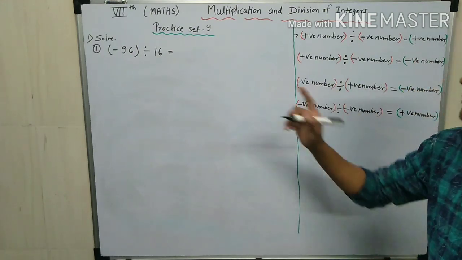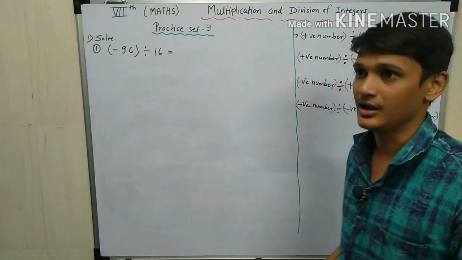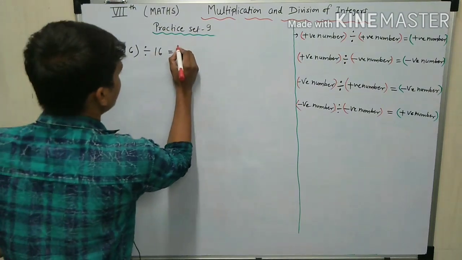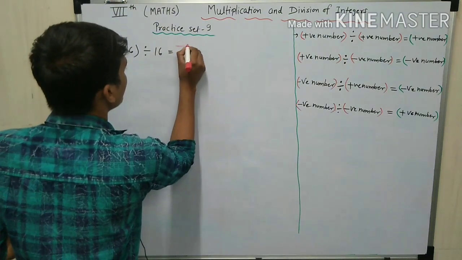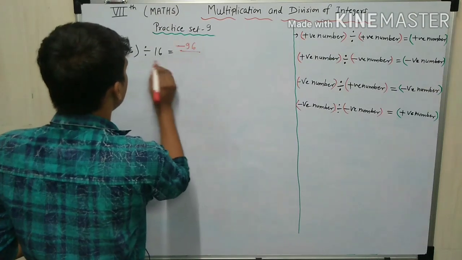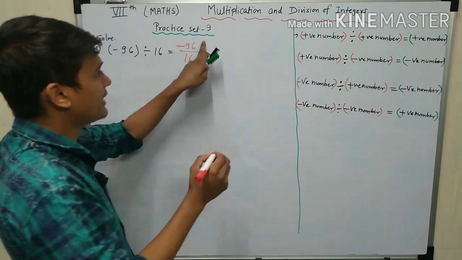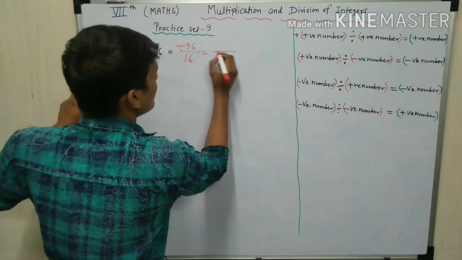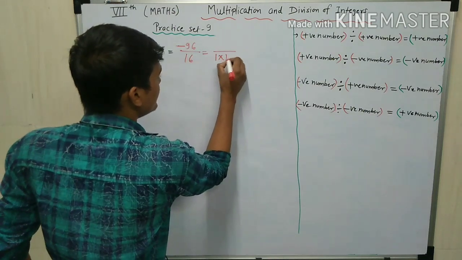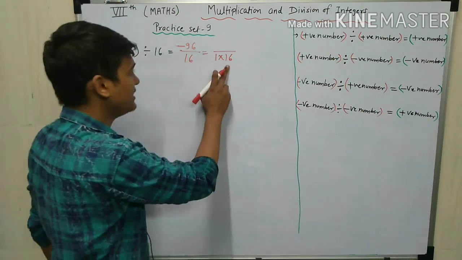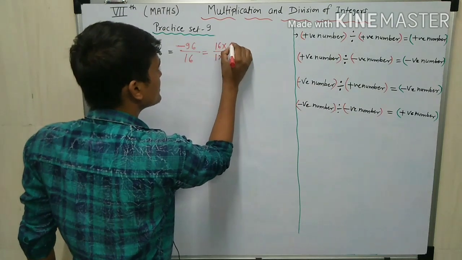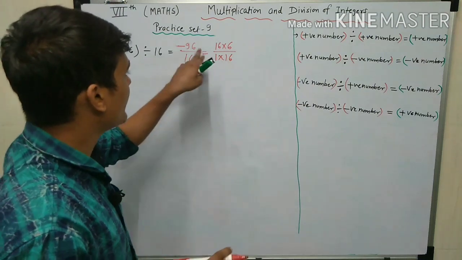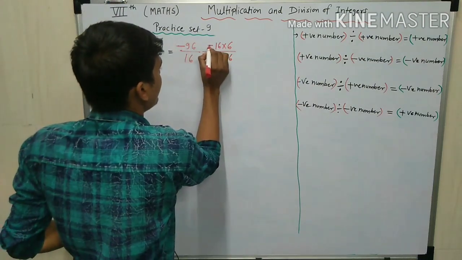The first question is minus 96 divided by 16. How to solve? We can look here. Now we can write here minus 96 upon 16. This is a numerator and this is a denominator. There are 16 tables. We can multiply 1 into 16. We can write here 16 ones are 16 and 16 into 6. 16 sixes are what? 96. Understood? 16 sixes are 96. There is sign minus. We can write here minus.